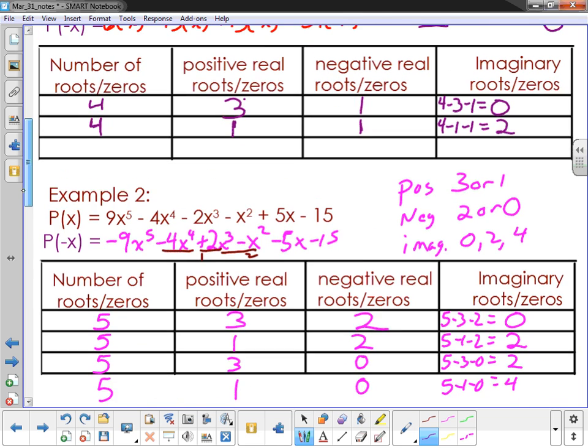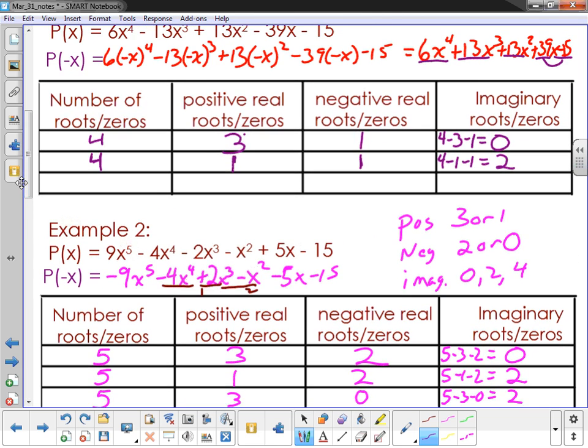When we're doing Descartes' rule of signs, and we're trying to figure out how many roots we have, start with the fundamental theorem of algebra, and that's that highest exponent, and then count the number of sign changes. Okay, that's the theorem.